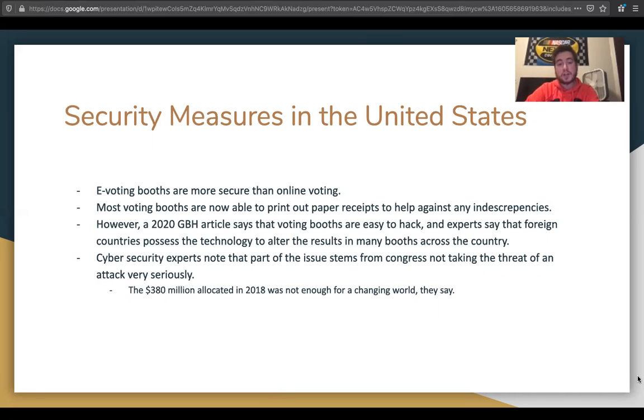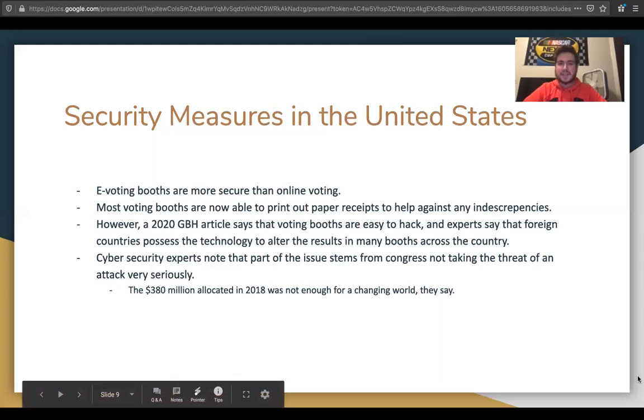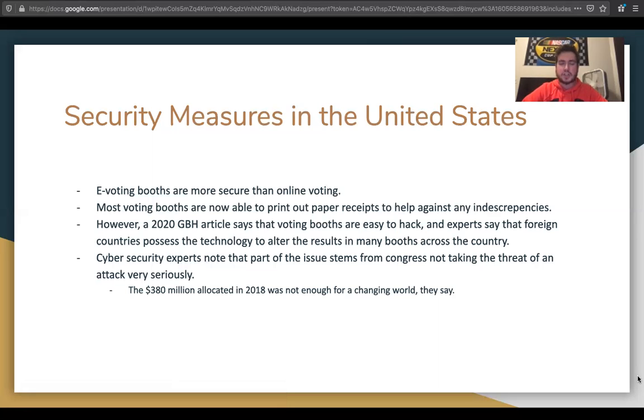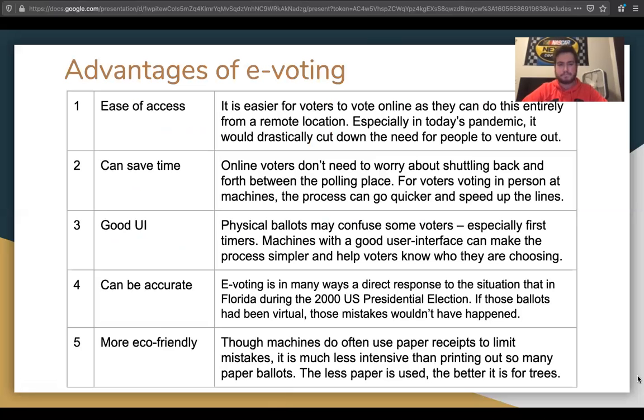And cybersecurity experts note that the federal government, Congress, doesn't quite take the threat of an attack very seriously. $380 million was allocated in 2018 for improving these technologies, but that's just simply not enough for a changing world. As we move more online and bad guys have the ability to alter these things, you need a little bit more money to keep up with the changing technology.